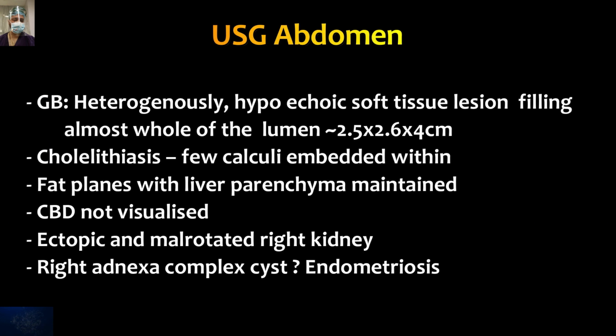On ultrasound, there was a heterogeneous hypoechoic soft tissue lesion filling almost the whole of the gallbladder lumen, measuring 2.5 x 2.6 x 4 cm, with cholelithiasis. The fat planes with liver were maintained. CBD was not visualized. There was an incidental finding of ectopic and malrotated right kidney with right adnexal complex cyst, query endometriosis.